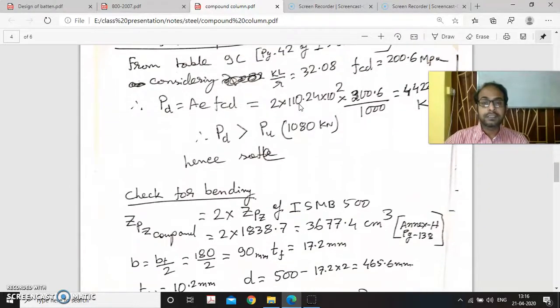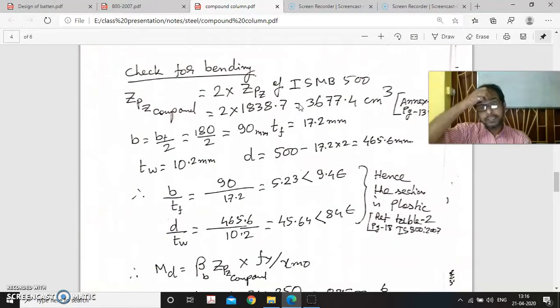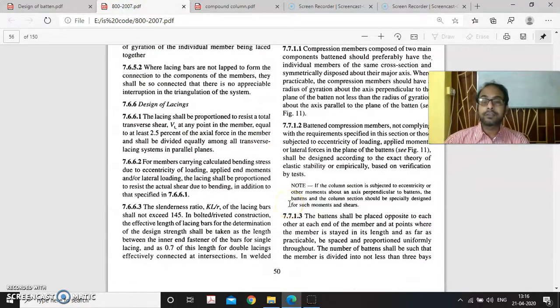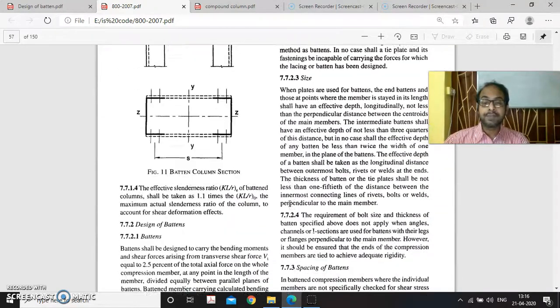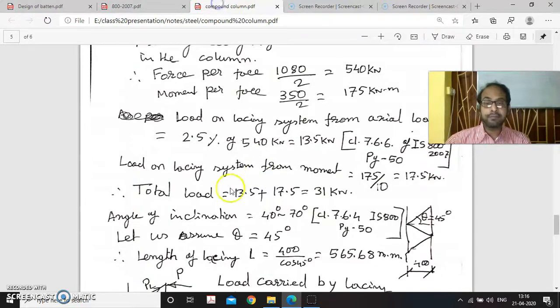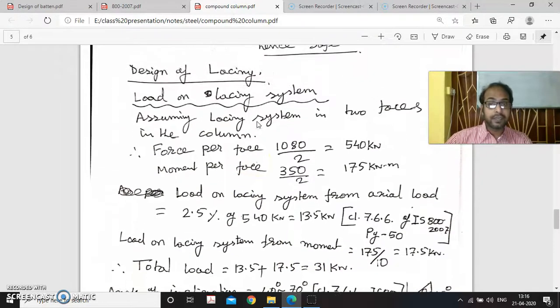So let us see, these are the loads that we have considered in the problem. The loads were 1080 divided by 2 and 350 divided by 2. 350 was the moment, and 2.5% of this load was considered. It is the same for the batten. You will see for the batten design the same load has been referred, that is 2.5% of the axial load, and the transverse shear that has been generated due to the moment. So we have considered the same loads and it is coming as 13.5. This is what I am referring to for the compound column.